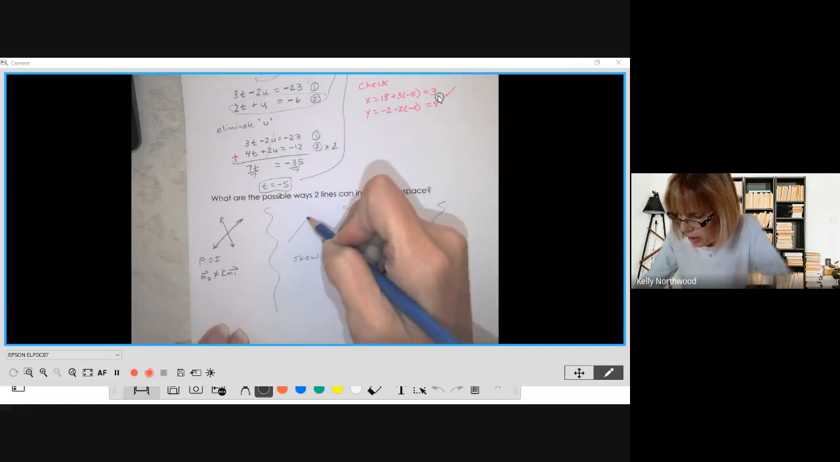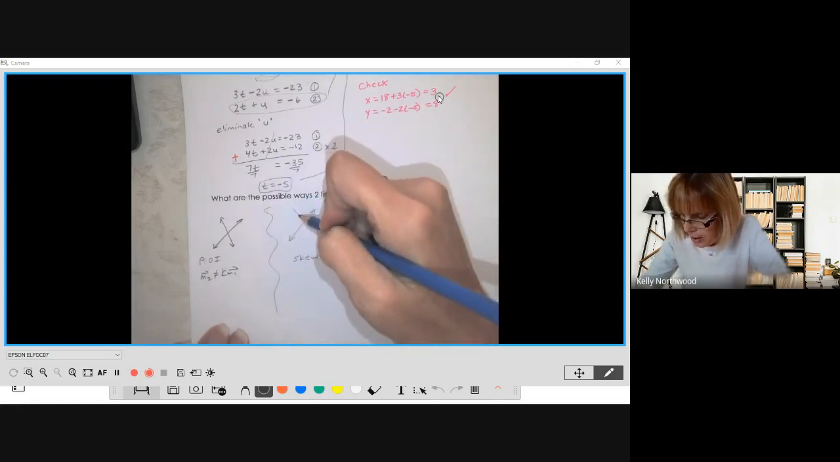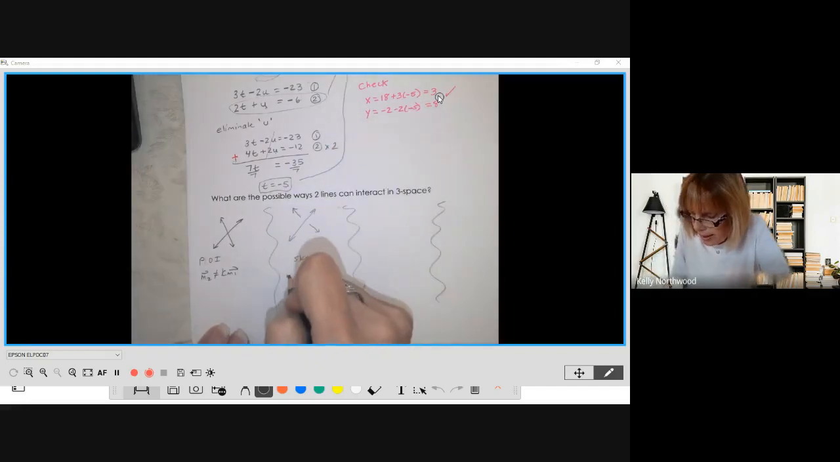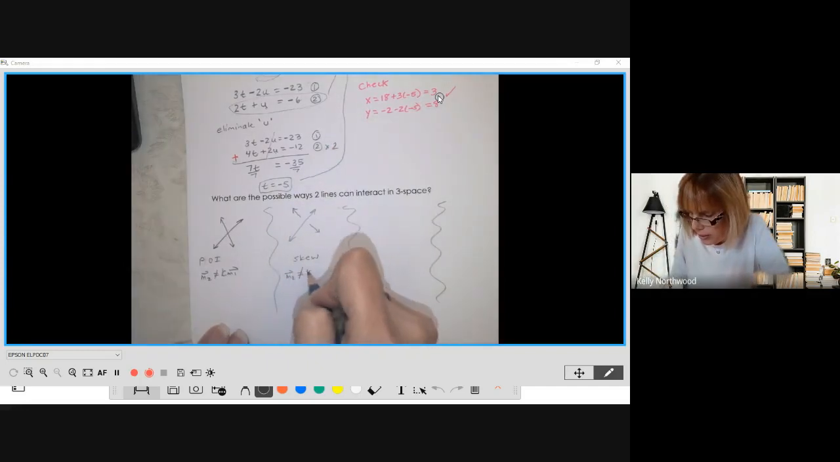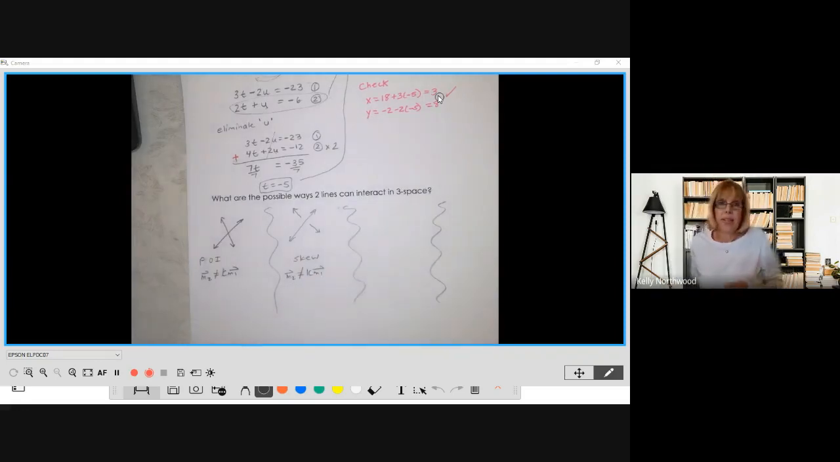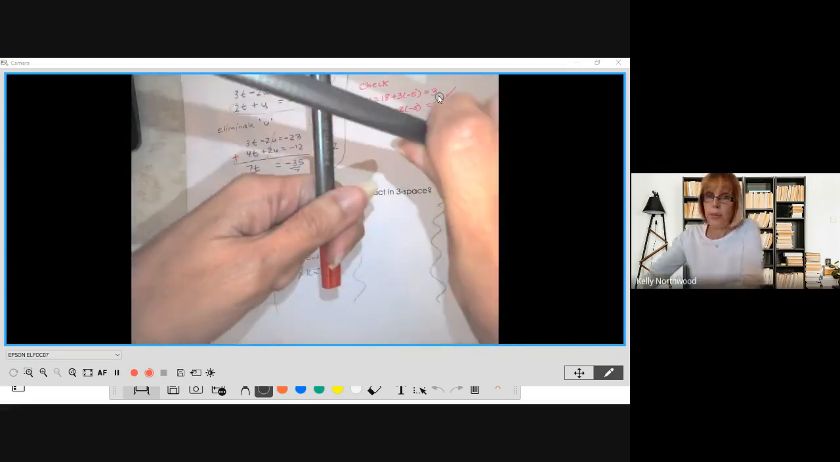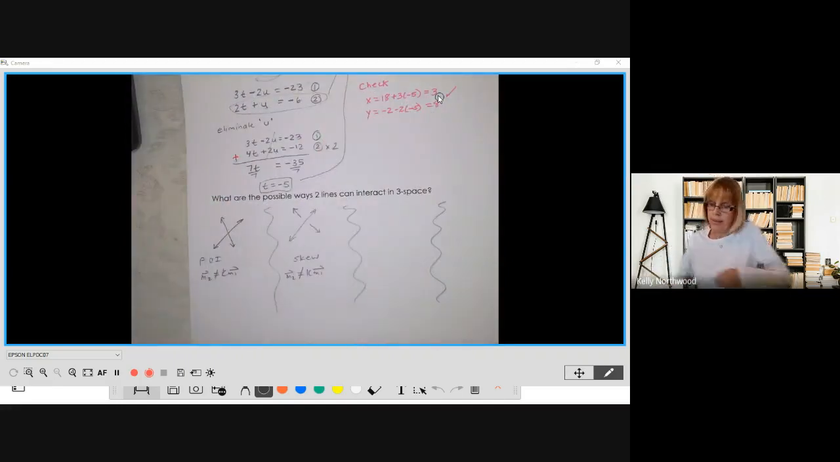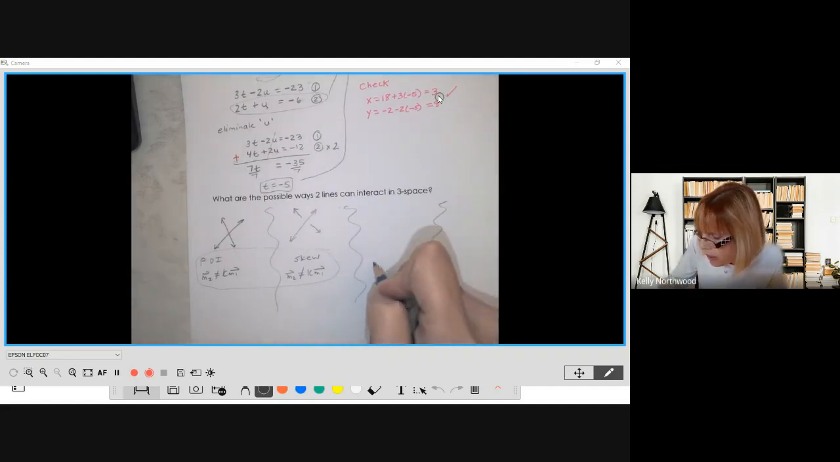So they never intersect at all. I'm not great at drawing that one, but I kind of draw it like this, where I just leave a gap here. Again, the direction vectors are not scalar multiples of each other, but they never intersect. They pass over top or underneath, right? So they never intersect in 3 space. So that's called skew. And notice that in both cases, the direction vectors are not scalar multiples.